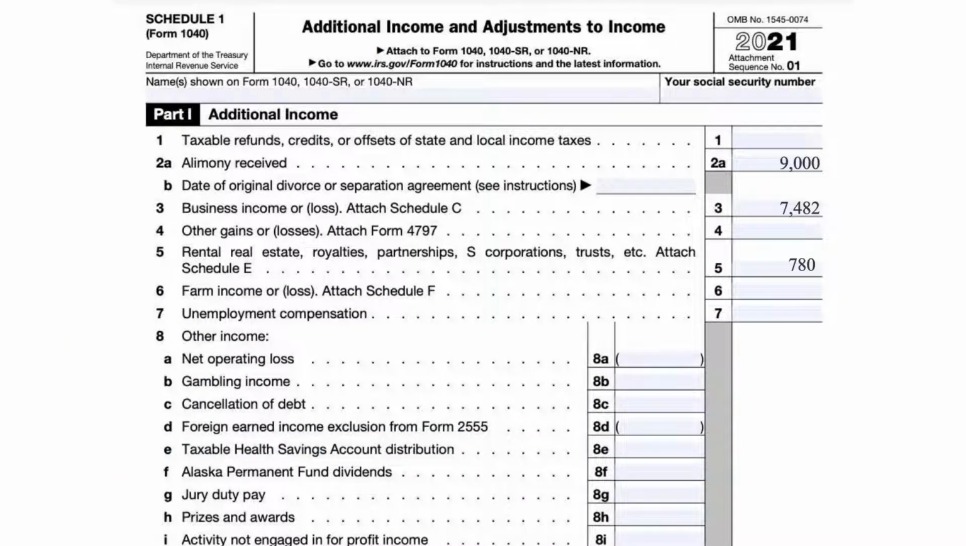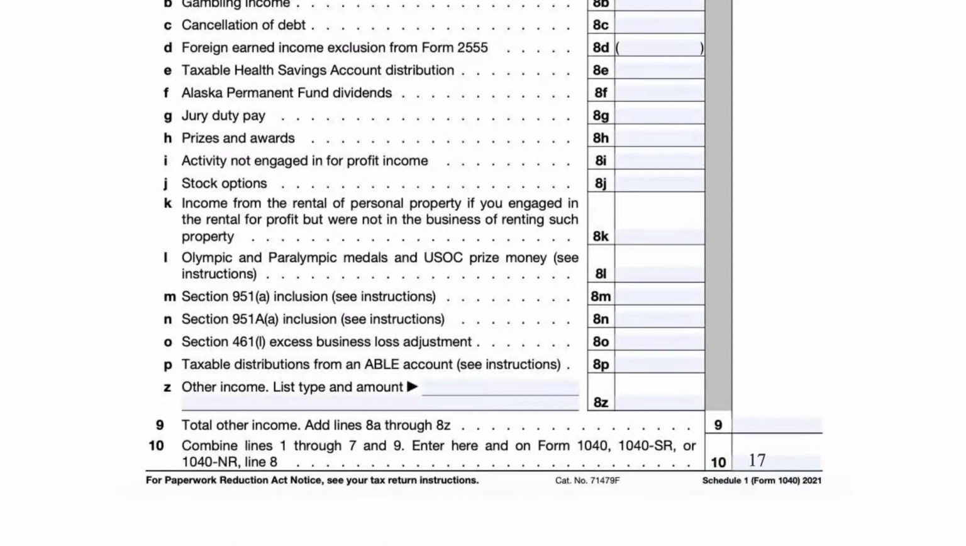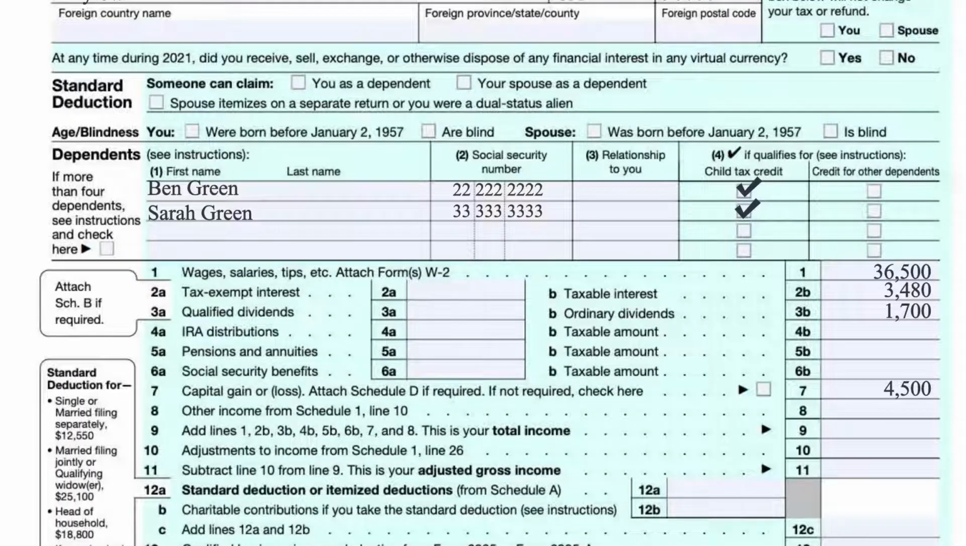We can then add lines 1 through 9 of Schedule 1 and enter it on line 10. The amount from line 10 of Schedule 1 is then entered on line 8 of Form 1040. Adding up lines 1, 2B, 3B, 4B, 5B, 6B, 7, and 8 of Form 1040, we get $63,442 on line 9, which is her total income. So now we have filled up to line 9.